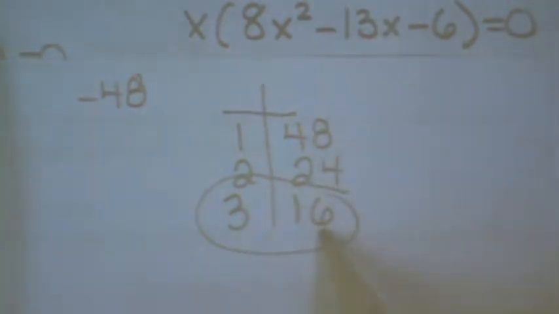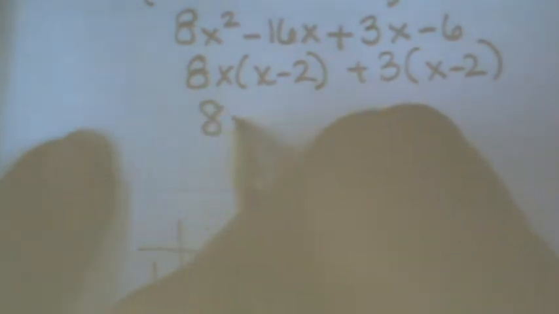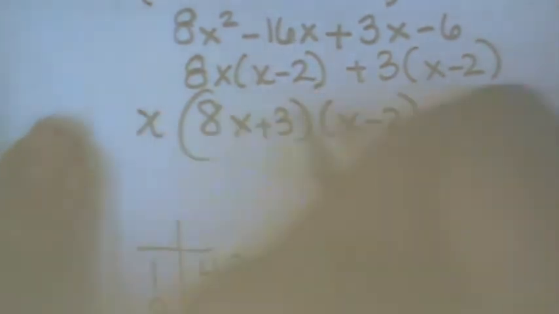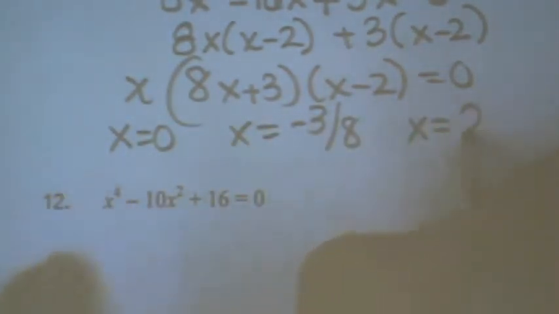So 3x and 16x. So you're going to rewrite this as 8x squared, now we're going to want a negative 16x, and we're going to want a positive 3x, and then minus 6. So for these two, I'd pull out an 8x, and you're left with x minus 2. And here I'm going to pull out a 3, and you're left with x minus 2. So you have 8x plus 3 times x minus 2. And don't forget you have an x out here that you GCF'd out. So your zeros are x is 0, x is negative 3/8, and x is equal to 2.